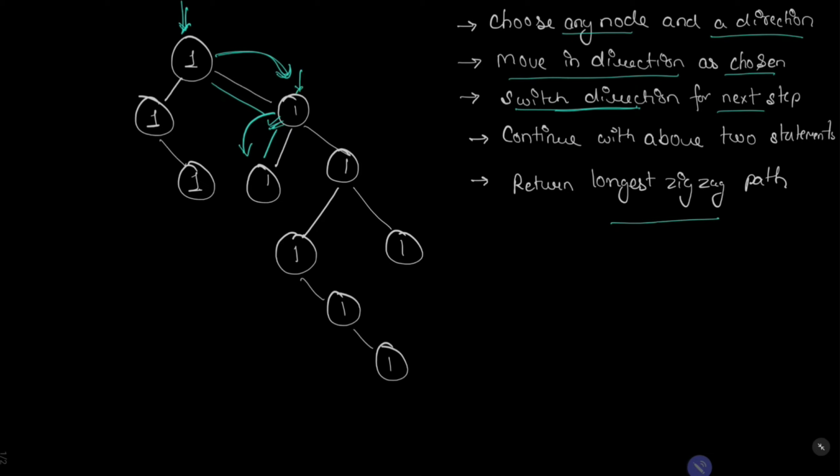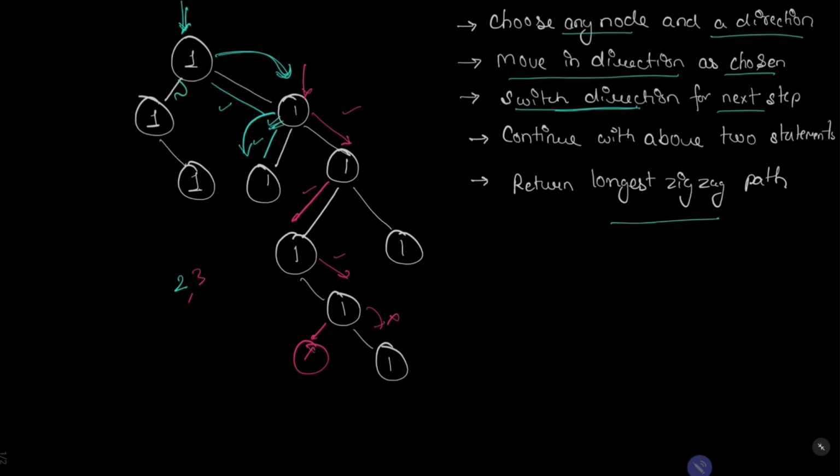Let's suppose we have chosen this particular node, and then we take the right direction. We have moved to this, then left, then again right. Now we cannot move here since there is no node, and this is also not possible since we are already coming from the right direction. Here, what is the number of steps that we have taken? 1, 2, and here 1, 2, 3.